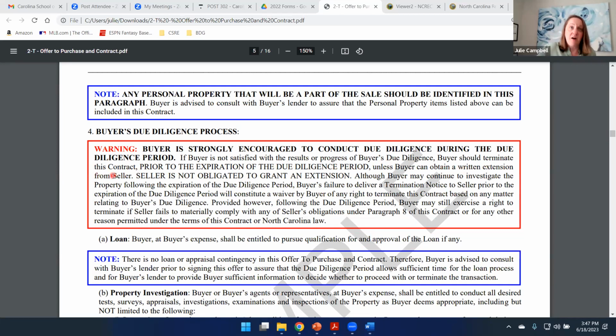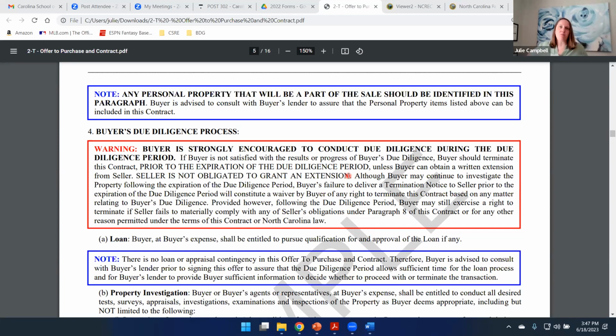unless the buyer can obtain a written extension from the seller. Can the buyer ask for an extension of due diligence? Can we ask for more time? Sure. What's the next sentence say though? Seller is not obligated to grant an extension. We can always ask, but there's no guarantee that the seller will grant that extension. What's one thing that may make the seller give you more time?